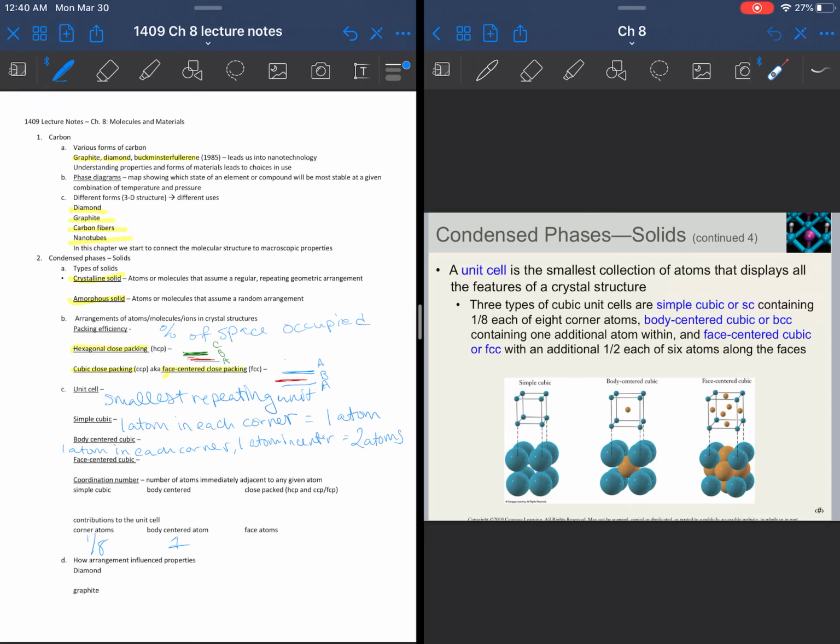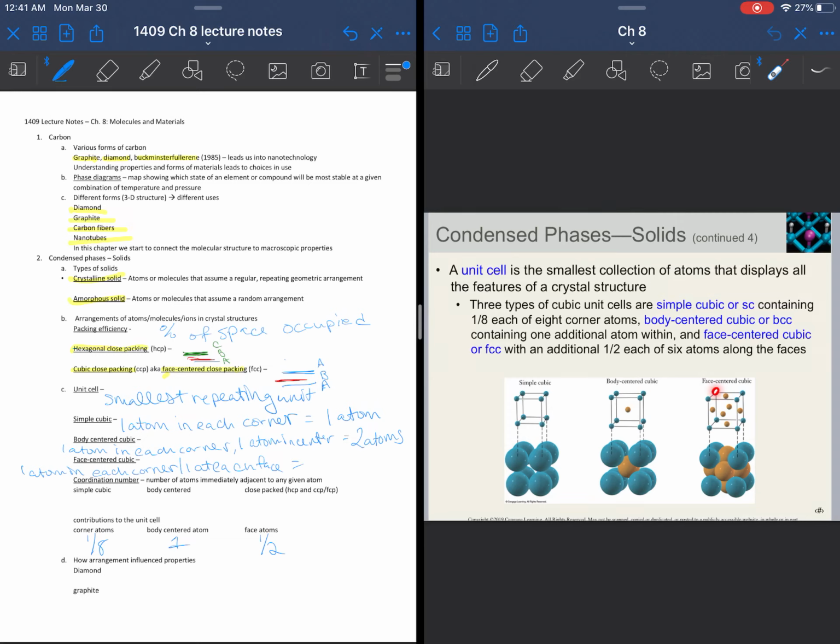Your face-centered cubic, and this is considered close packed here, has face atoms. You are going to have one atom in each corner and one at each face. Now, the atoms at the face, half of the atom is in the unit cell and half of the atom is in the adjacent unit cell. So contributions to the unit cell for face atoms are half an atom.